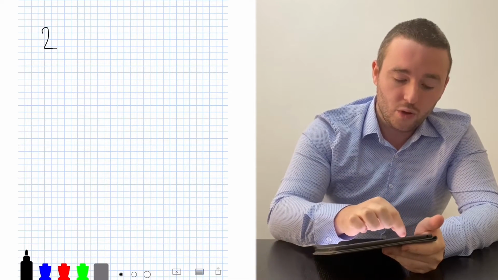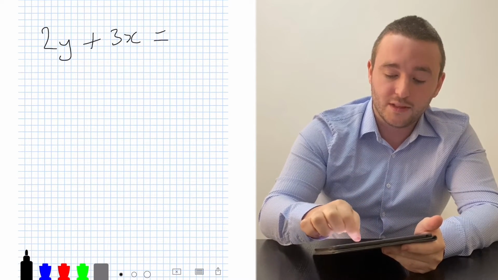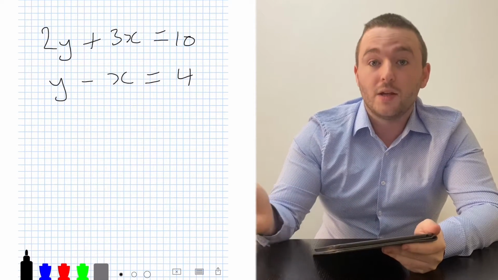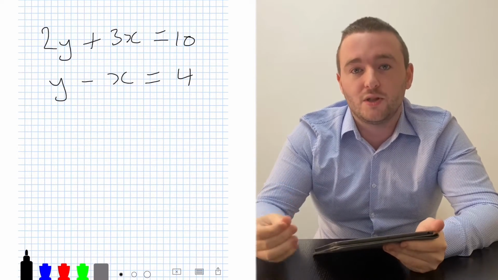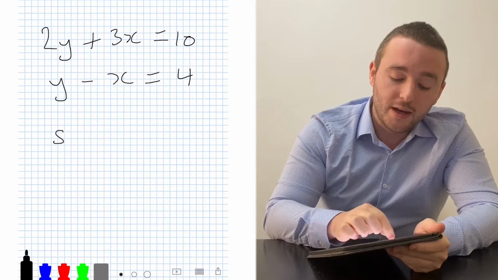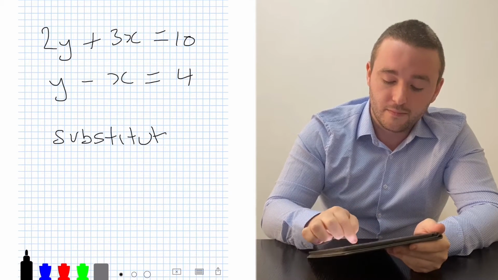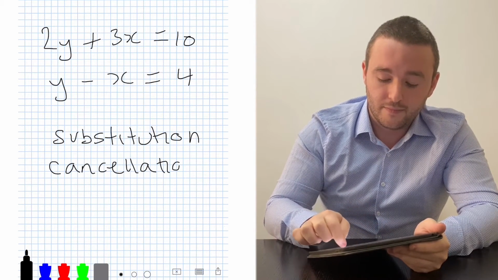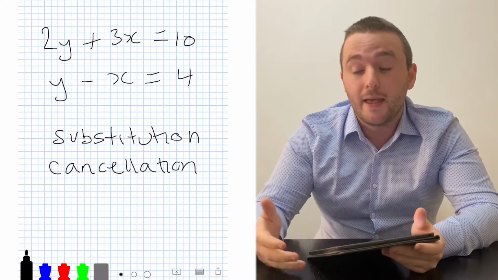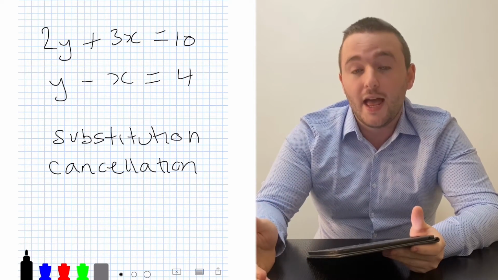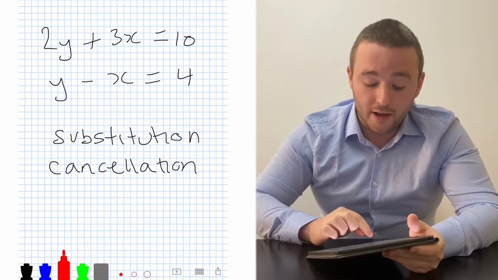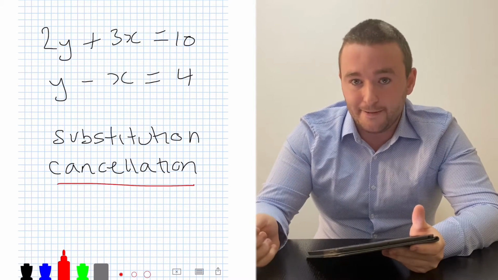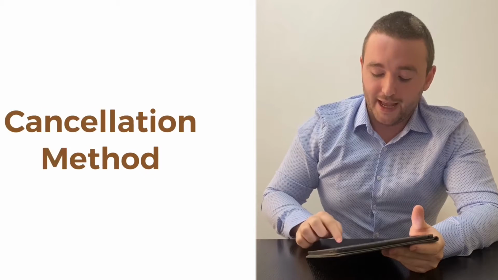We're going to go for 2y plus 3x equals 10 and y minus x equals 4. There are two main methods that we use to solve simultaneous equations. The first one is known as substitution. The second one is known as cancellation. I personally prefer using substitution because it works for all types of simultaneous equation and not just two linear ones. However, normally the first one taught in school is cancellation because that one is generally thought of as being a bit easier. So let's go through the cancellation process first.